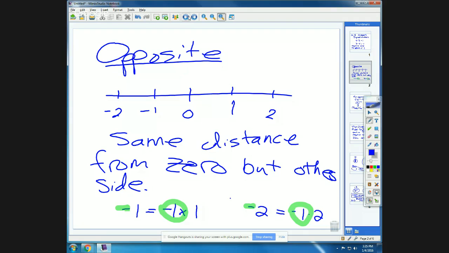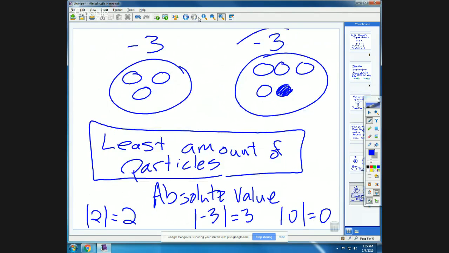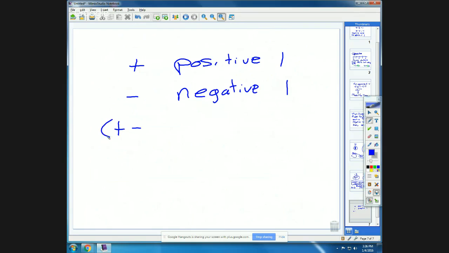So the number line model is pretty pervasive in a lot of curriculum, and you'll see that all over the place. But you will start to see this charged particle model in a lot of books. Sometimes they call it the chip model. It's the charged particle model, the same thing. Alternatively, we could talk about charged particles by using charges, like a plus and a minus. So this would be positive 1, and this would be negative 1. And those two together are one way to represent 0.